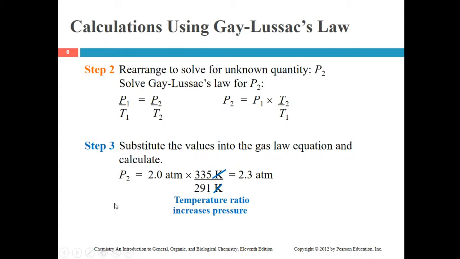So when we plug those values in, 2 atmospheres times 335 K over 291 K, your answer is 2.3 atmospheres, which is a bigger number, so you know that you have set up the problem correctly.